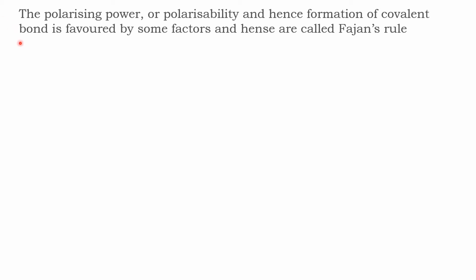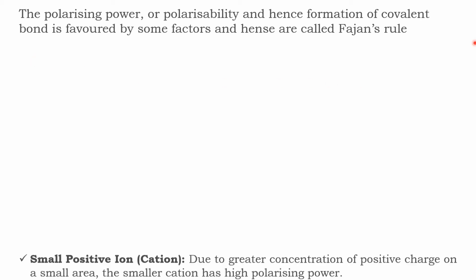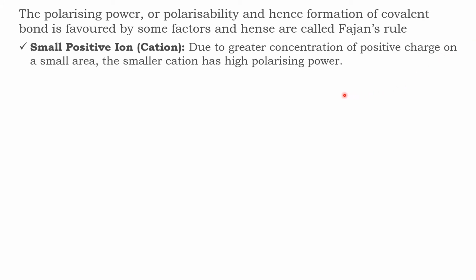Scientist Fajan studied clearly about the polarizing power and polarizability, and he studied about the covalent character in ionic compounds, and this is summarized as Fajan's rule. So in Fajan's rule, the first concept is that a small positive ion or cation creates greater polarization and hence greater covalent character.